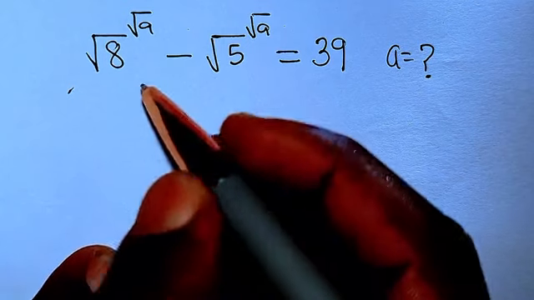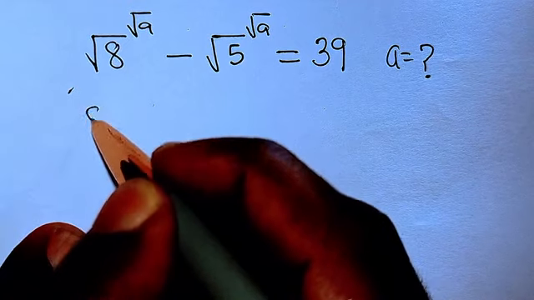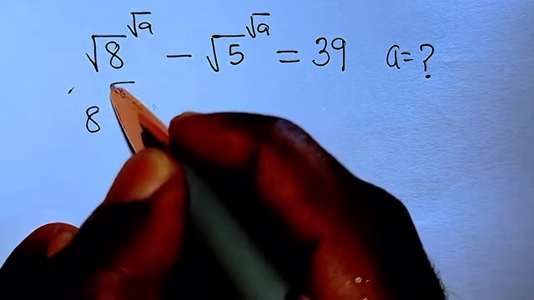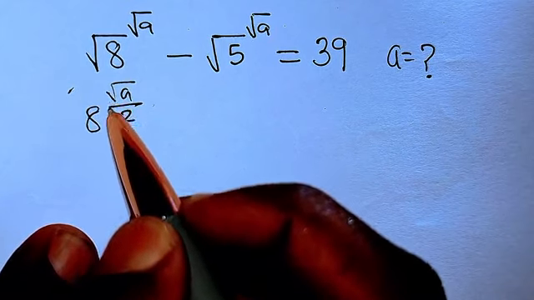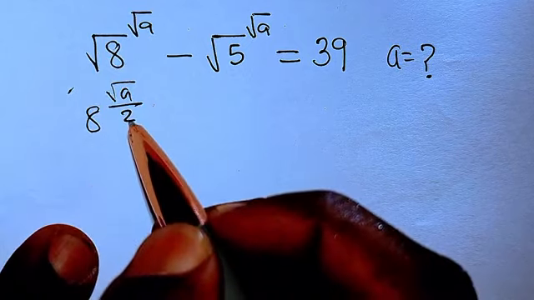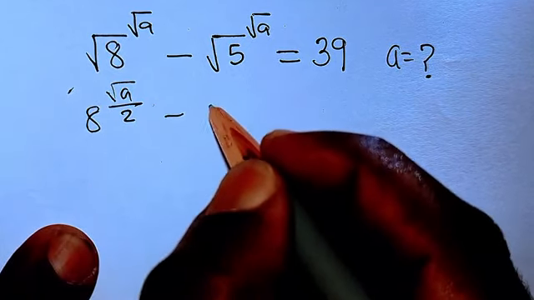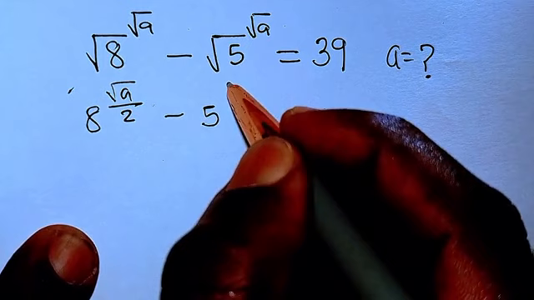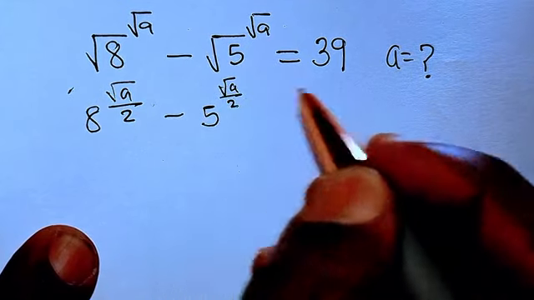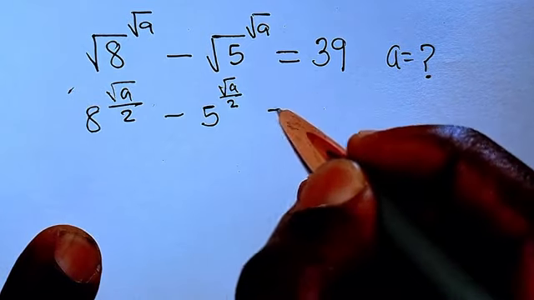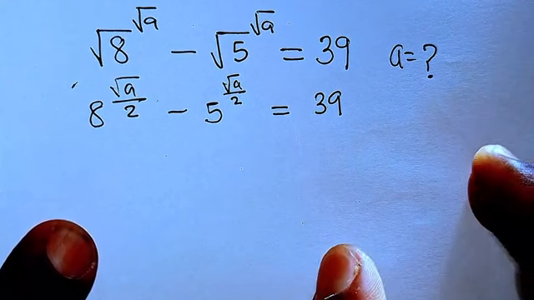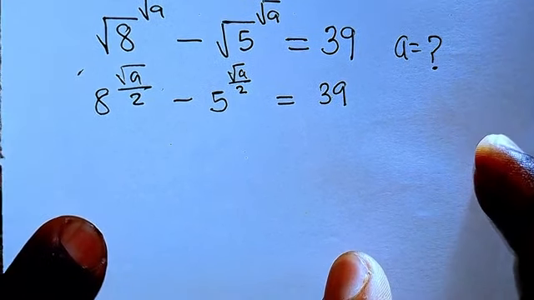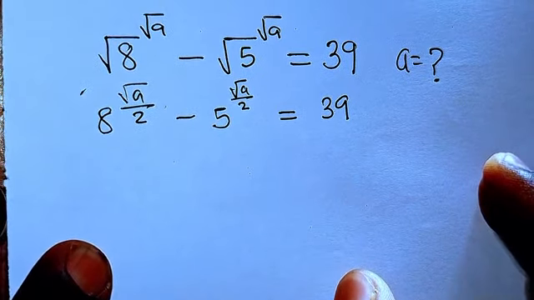So now from here, I can write this 8 as 8 to the power of root a over 2. That is, this 8, that is 1 over 2. I change this root to 1 over 2. That's what was giving me this. Then same thing as 5 to the power of root a over 2, then equals 39.